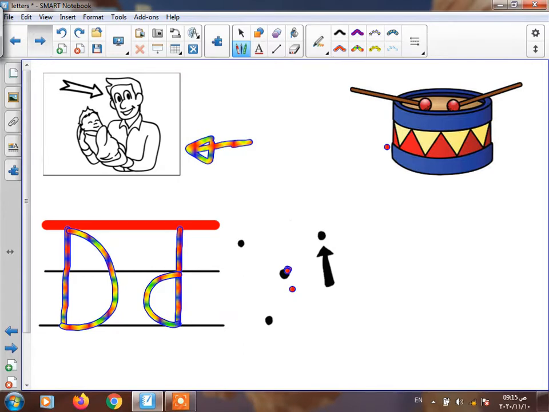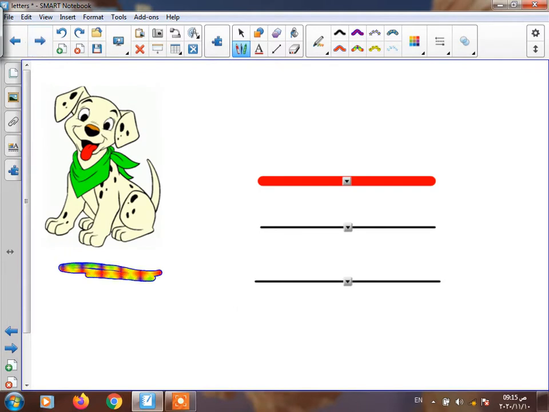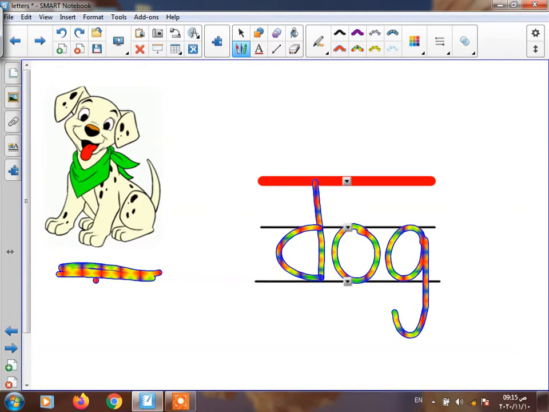Okay, KG2. What is the picture? It's a dog. How can I write the word dog, KG2? D, O, G. Good, KG2. D, O, G. Dog. Again, KG2. D, O, G. Dog. What's the next?